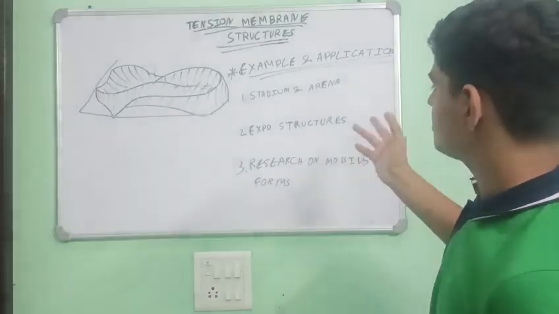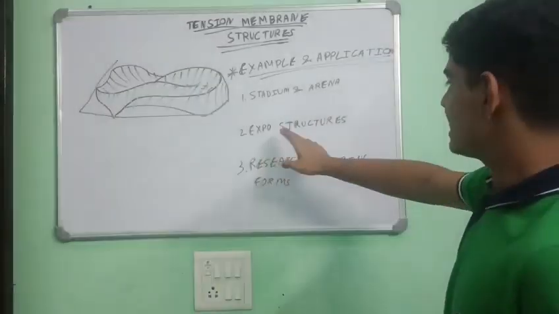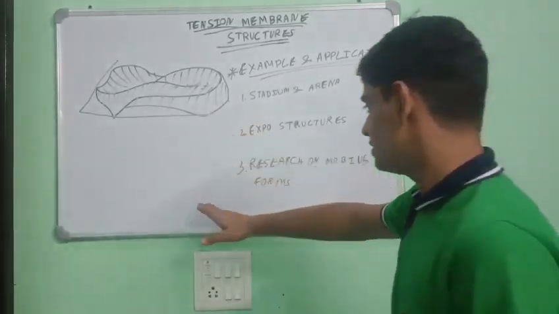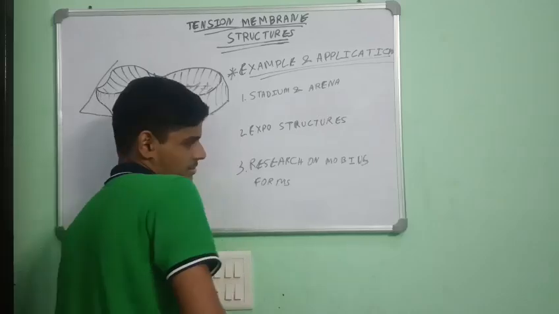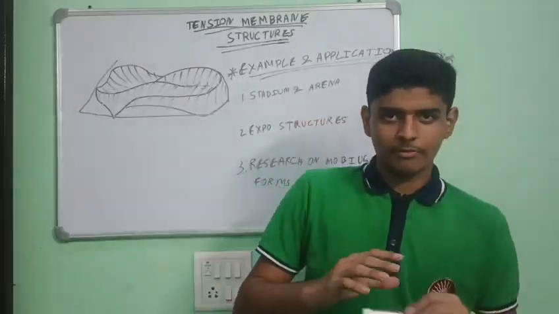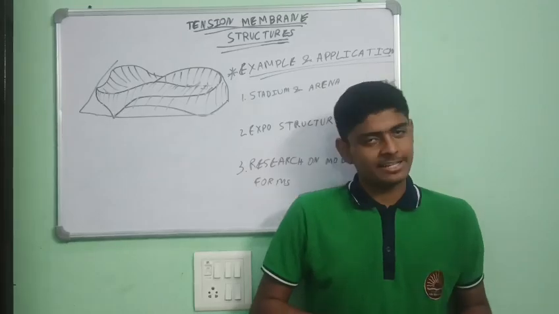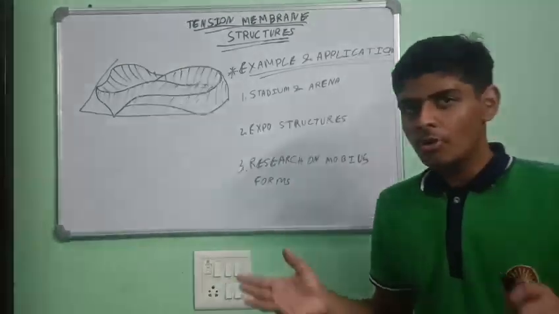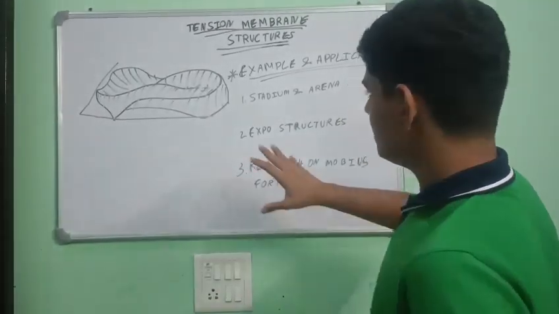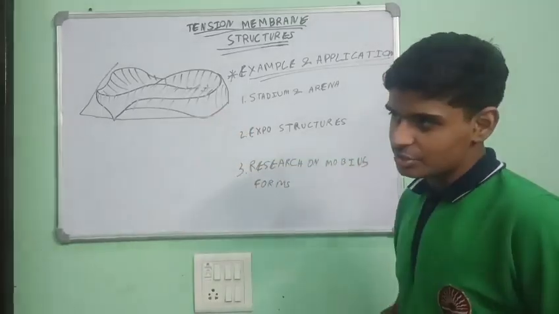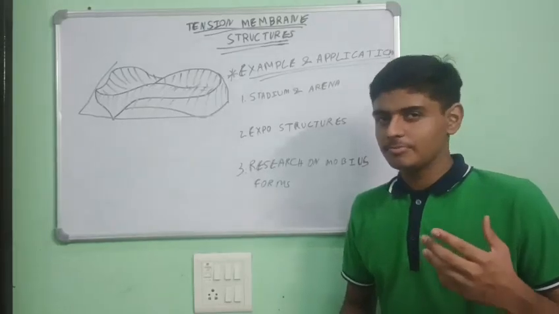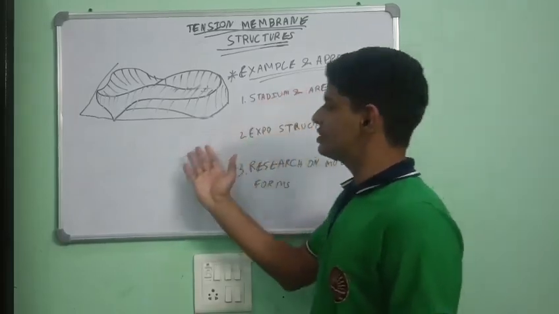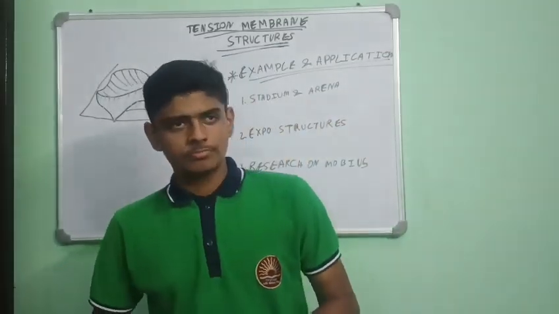And then some arenas can be built on these structures. Then expo structures, as we need expo structures, these can be very much integrated in that. And research on Möbius forms. We know that the Möbius strip is a challenge to mathematical topology and our understanding of the dimensions of a particular object. So these structures can be used so that we can research those types of shapes and get good knowledge of them. These are all the examples and applications for tension membrane structures.